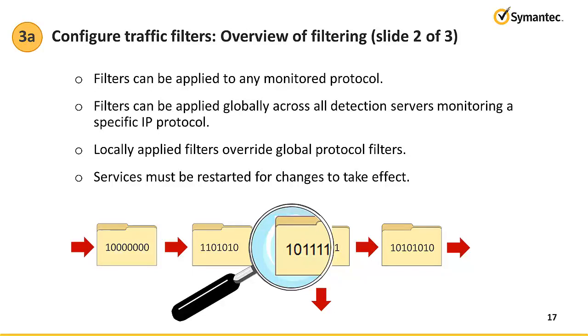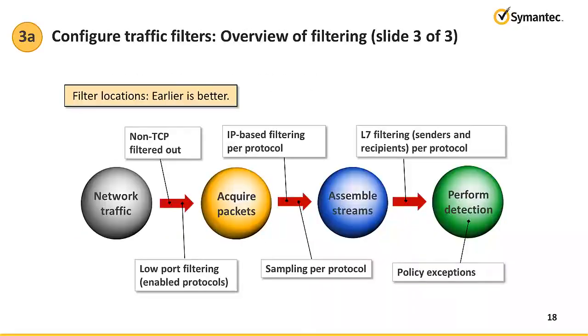For filter changes to take effect, you must restart certain Symantec DLP services. If filters were applied globally, you must restart the Enforce server's Symantec DLP Manager service. If filters were applied locally, you must restart the Network Monitor server's Symantec DLP Detection Server service. This illustration depicts the points between the flow of raw network data and the detection of content by Symantec DLP, where traffic filters can be applied.